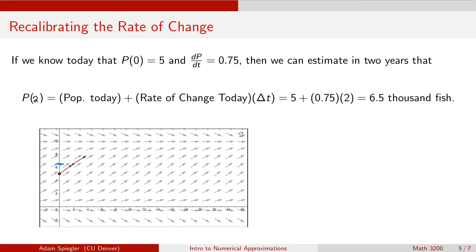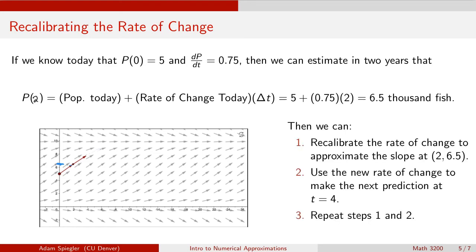And then using that slope, we can make a prediction for the next 2 years, and now we're 4 years out. And so to summarize what's going on here, after we get our estimate, say for 2 years, we use the new value, that 6.5 thousand, to recalibrate our slope. And then we make a prediction for the next 2 years. And then we can repeat this again. So we could approximate the value of y, or the value of the fish population over here, as something close to 8. Let's use 8 in the equation for the slope to then calculate the next approximation.